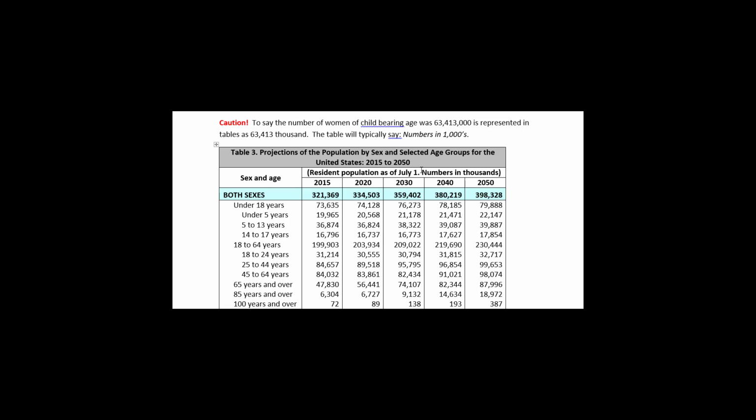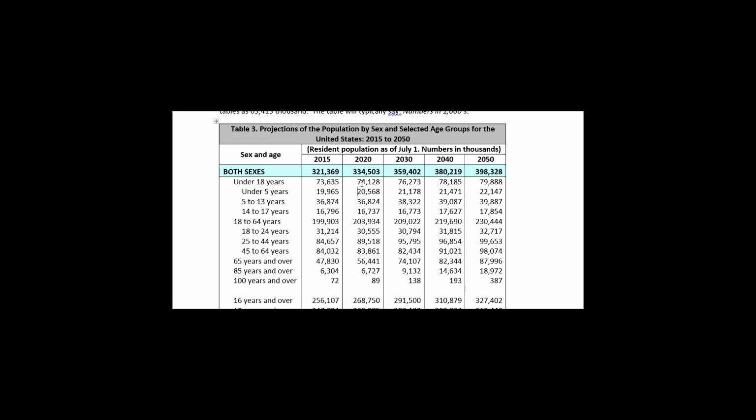Notice it says the number is in thousands. So that means that there is not 334,503 people in the United States. You'd have to multiply that by 1,000, which is the same thing as adding 3 zeros. There's 334 million. They don't want to put all those zeros in here, so they do it that way.